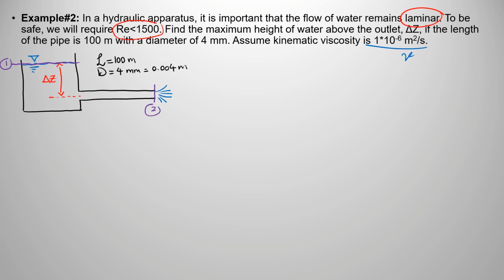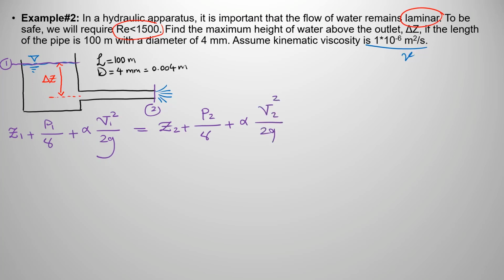So writing the energy equation on that would be Z1 plus, you already know all the terms over here. Because there is no pump and there is no turbine in the system, I'm not going to write those. And alpha, velocity 1 to the power 2 divided by 2g. And terms for section 2. Plus there is going to be head loss as a result of the friction, so plus HF.